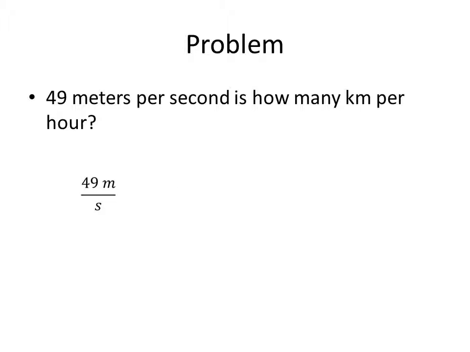To do this problem, we need to first start with our given. You notice it says 49 meters per second. Second is after the per, so it goes in the denominator. Now I need to convert this to kilometers per hour. That means I need to have kilometers in the numerator and hour in the denominator. There's two conversions here. One conversion is from meters to kilometers, and the other is from seconds to hours.